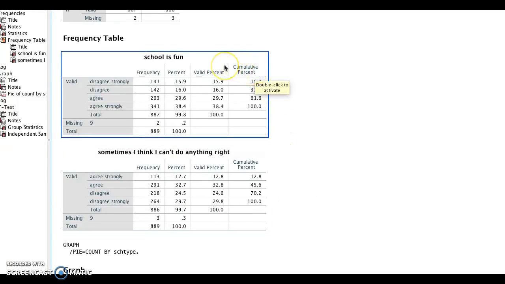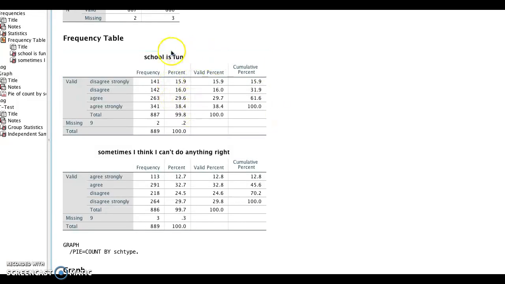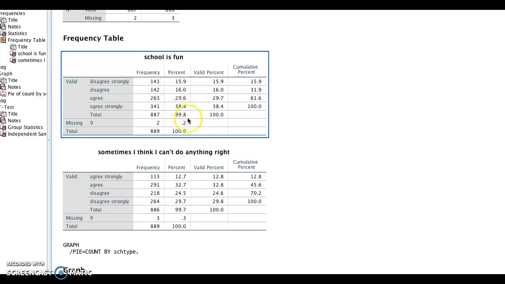For that, you would look at the percentage column, and you would have wanted to talk about these percentages in these different categories for those particular variables. So for example, you could have said 38.4% of students agree strongly that school is fun. Or you could have collapsed these two categories by saying 60-some% agree strongly or agree that school is fun.